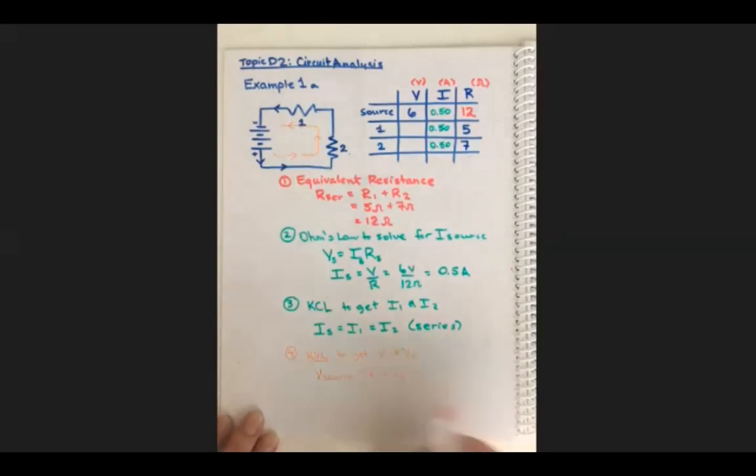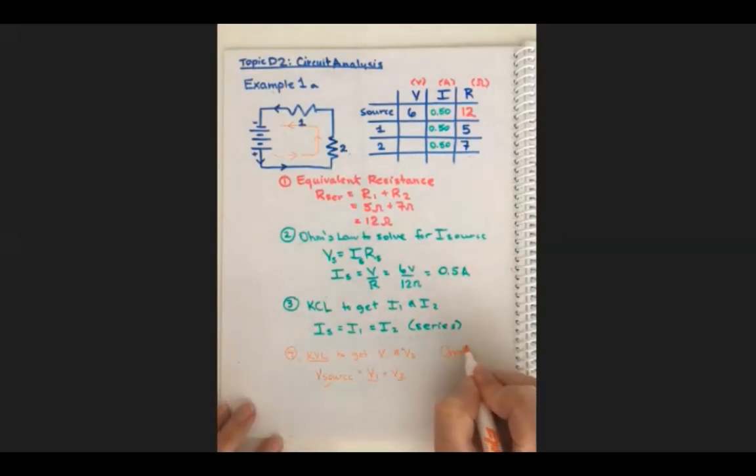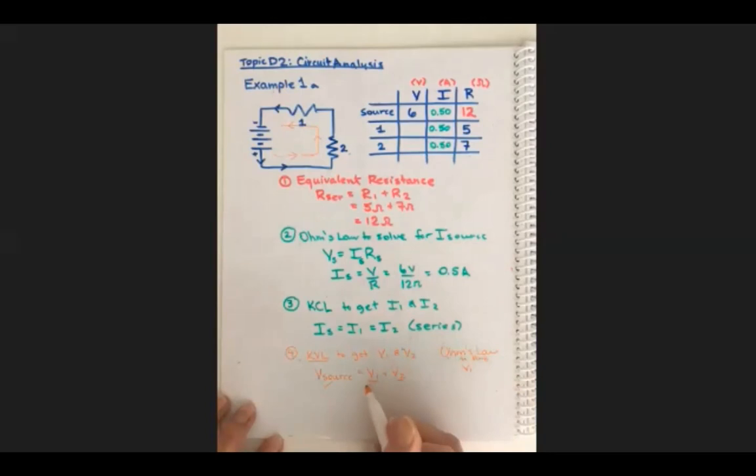Oh dear, we have V source, we don't have V1 or V2. So we actually are going to need Ohm's law to find V1, and then we're going to sub that in here. It's going to be a known. So V1 equals I1 R1. So current 1 is 0.5 amps. Resistance 1 is 5 ohms. So we get 2.5 volts.